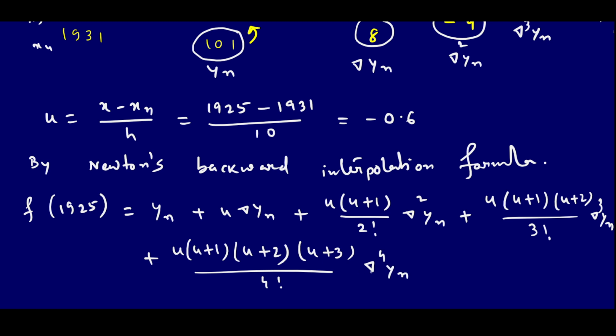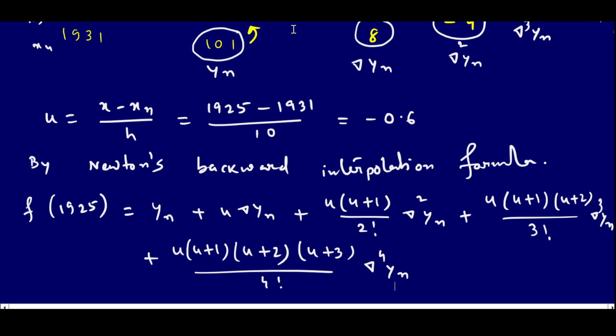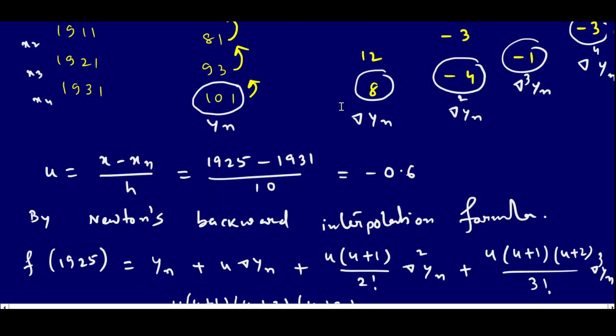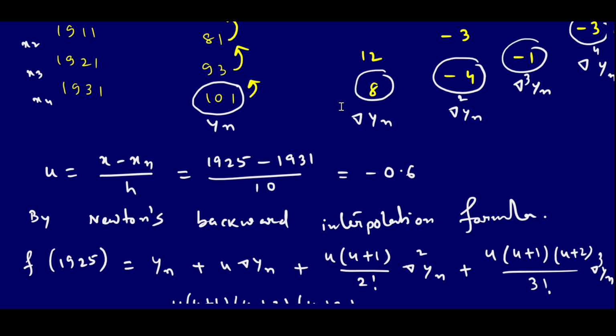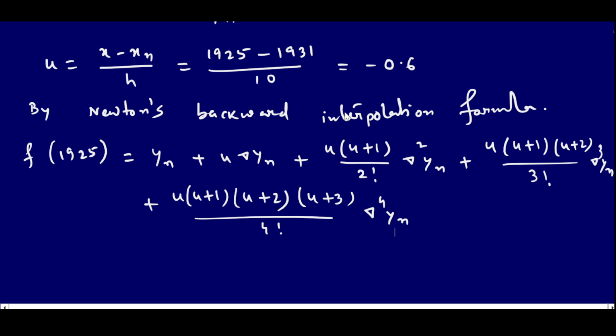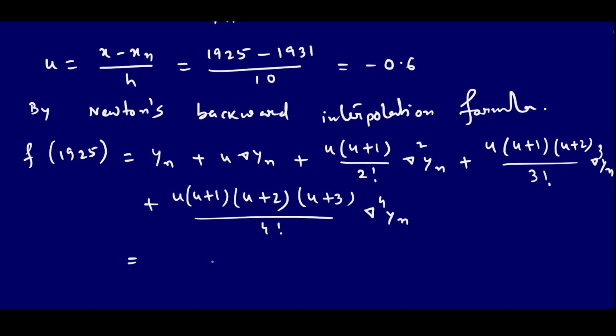From the table you see, yn is 101. Nebula yn is 8. Nebula square yn is minus 4. Nebula cube yn is minus 1. And nebula to the power 4 yn is minus 3. And u is also known to us, minus 0.6. So put all these values. After putting all these values, our answer will be like this: it is in terms of thousands, 96,000 and then these hundreds. So this is the answer.